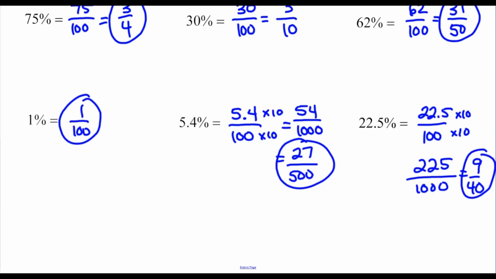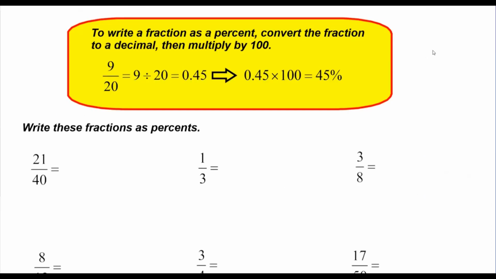And then lastly, how do I turn a fraction to a percent? So if I have a fraction, how do I know what percent that is? Well, we're going to tap into something we already know, and that's how to turn a fraction into a decimal. So if we turn it into a decimal first, then we'll multiply it by 100. So to write a fraction as a percent, we are going to convert the fraction to a decimal, that's top divided by bottom, remember, and then multiply by 100.